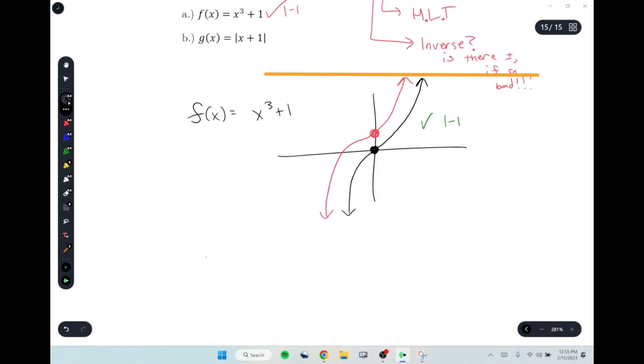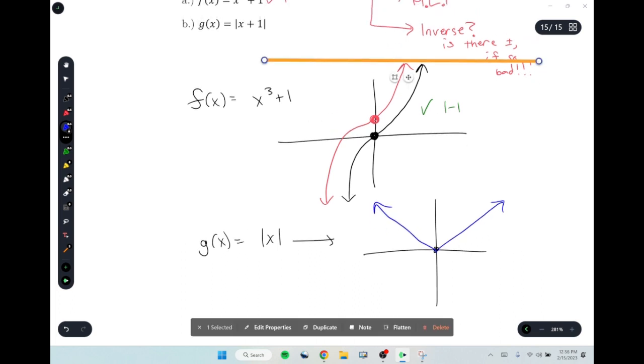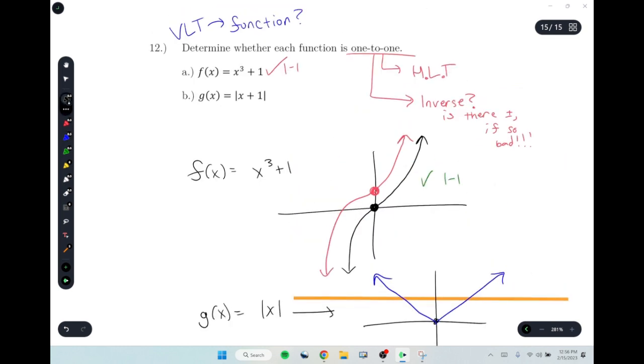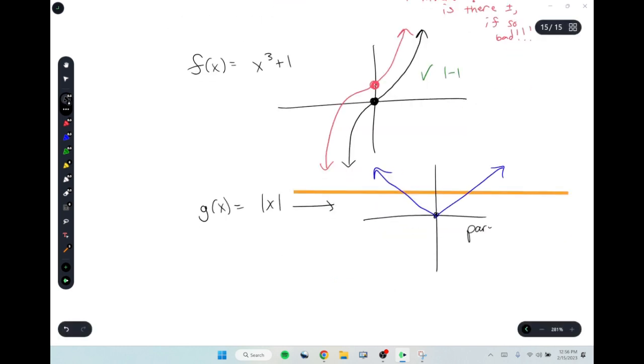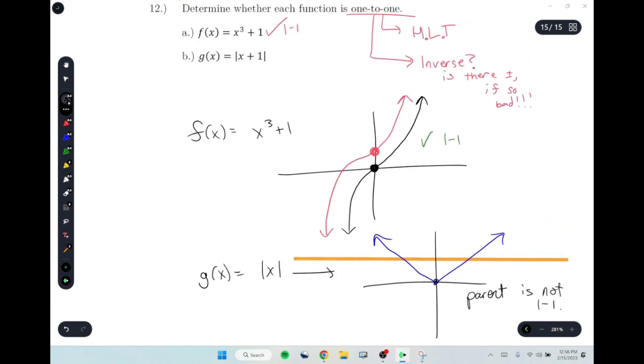This comes down to knowing parent functions, unfortunately. G of x, what's the parent function for the absolute value? It looks like a perfect V, right? Does that pass the horizontal line test? There are two bad spots right there, right? So the original parent is not 1-to-1. This is just what you would think as you do your brain process. The parent's not 1-to-1.